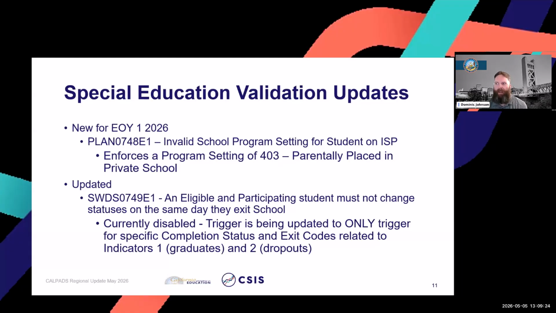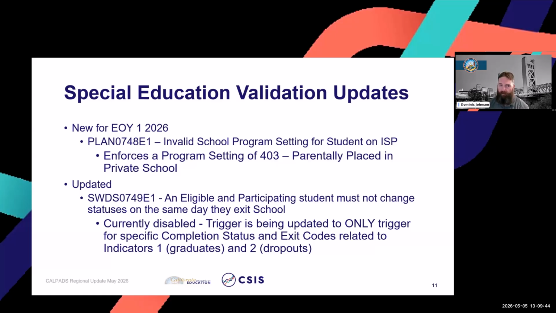So we do have some new validations, new for end of year. Validation 748E1, invalid school program setting for student on ISP. This validation enforces the program setting 403, parentally placed in private school, for your students receiving services on ISPs.